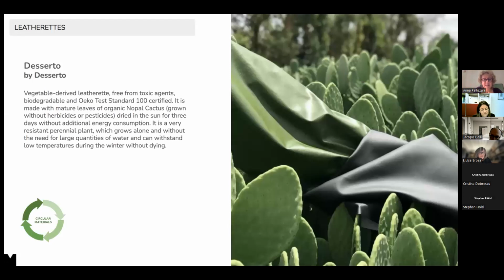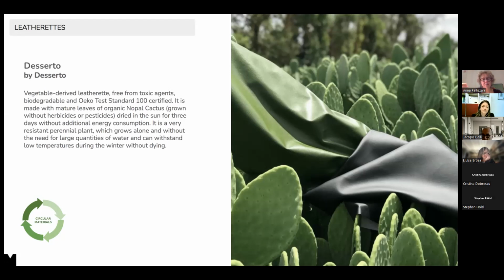And then there is this example, for instance, this is one example, but there are a lot of examples like this, of vegetable derived leatherette, which is free from toxic agents. It's biodegradable and Oeko-Tex Standard 100 certified. It has become very popular in the last couple of years. And like this, there are many others.